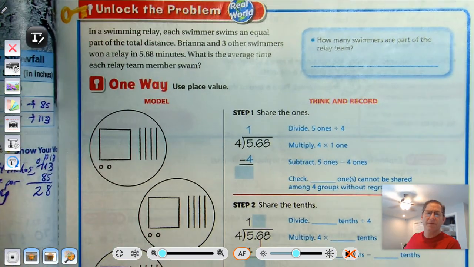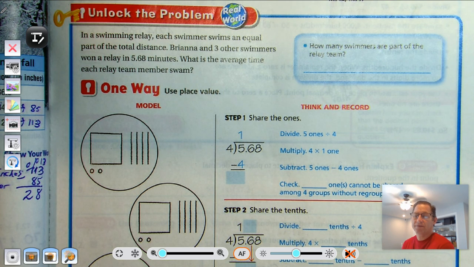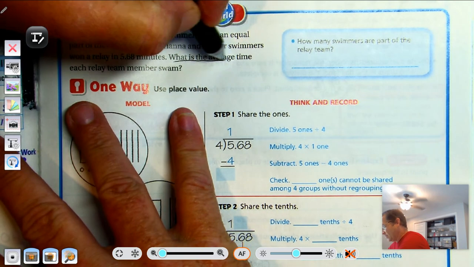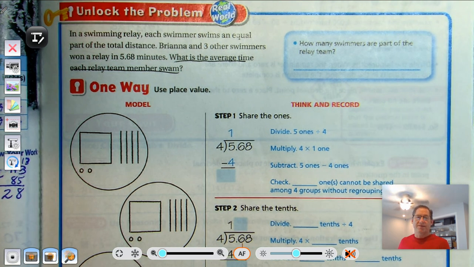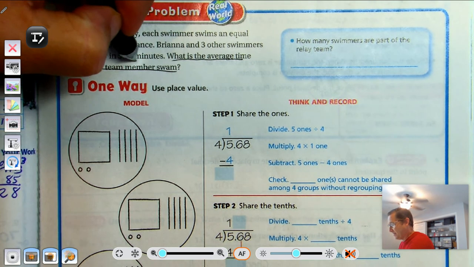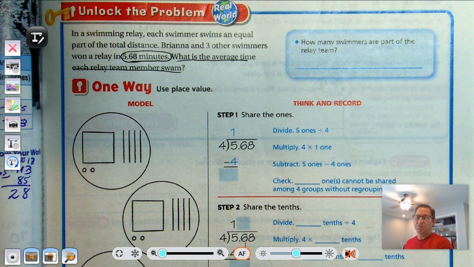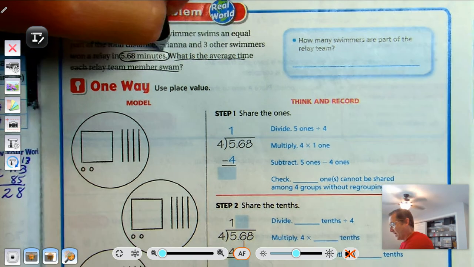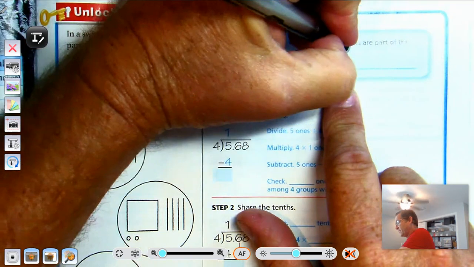So in a swimming relay, each swimmer swims an equal part of the total distance. Brianna and three other swimmers won a relay in 5 and 68 hundredths minutes. What is the average time each relay team member swam? All right, so let's underline the question. That's the information we need to find. Now, what is the important information we need? Well, we know that they won the relay in 5 and 68 hundredths minutes. So how much did each person on the team swim? Well, it says Brianna and three other swimmers. So how many swimmers are part of the relay team? 4 swimmers.